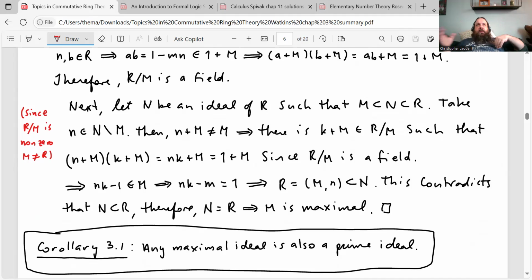So the ideal generated by M and n is in there as well. So R equals that ideal, which is a subset of N. This contradicts that N is a proper subset of R. Therefore, N equals R, which implies M is maximal.